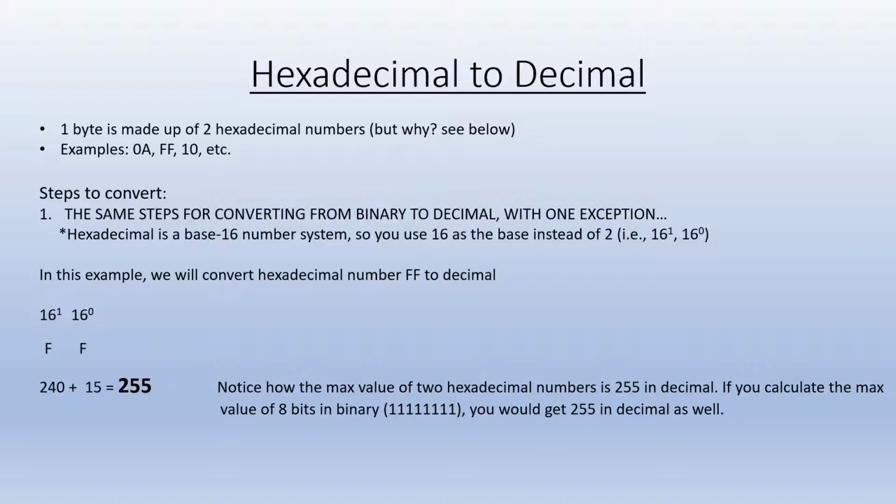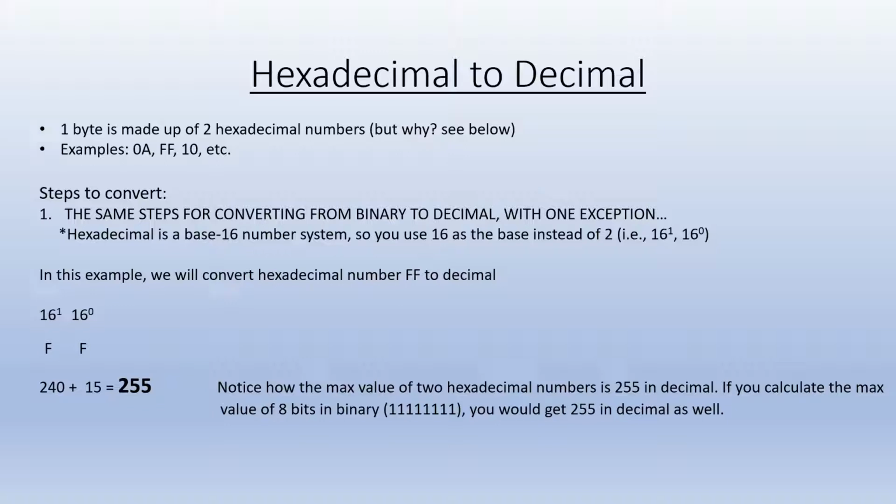So when you multiply F, which is equivalent to 15, by 16 to the first, so 15 times 16, you get 240. When you multiply F, or 15, by 16 to the 0, which is also 1, you multiply 15 times 1, you get 15. 240 plus 15 is 255, and that is the value for FF converted from hexadecimal to decimal.